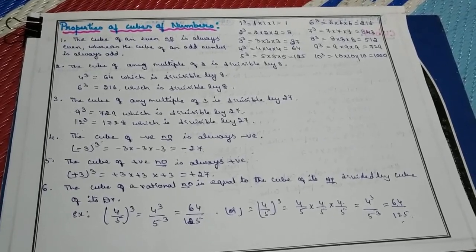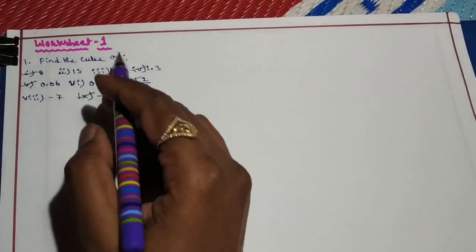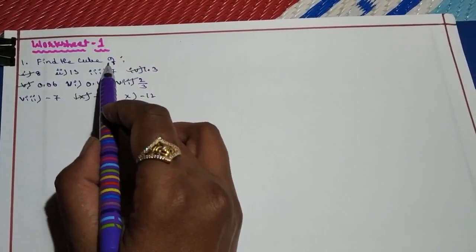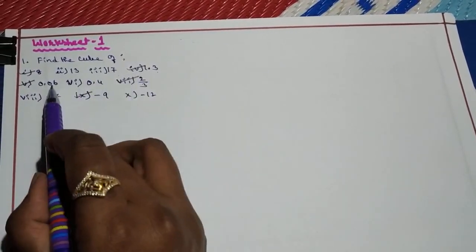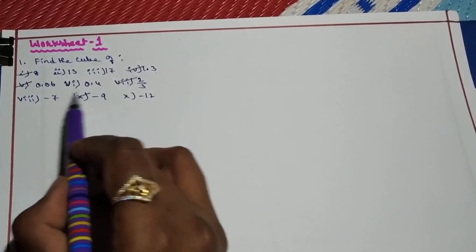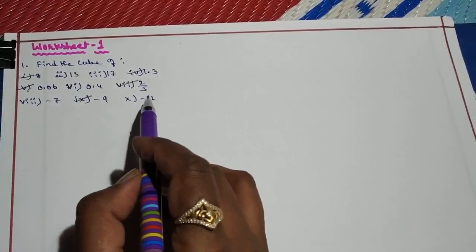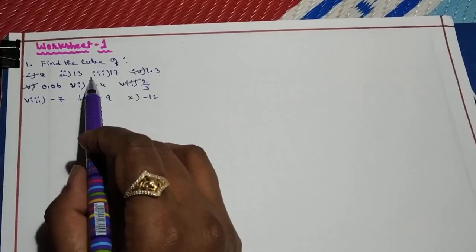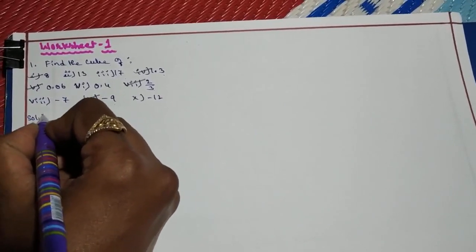So let us move to solving the first worksheet, children. Worksheet 1. Find the cube of. Keep remember, children, here it is asking the cube of the numbers 8, 13, 17, 1.3, 0.06, 0.4, 2 by 3, minus 7, minus 9 and minus 12. So there are a total of 10 sub questions. In this I am going to solve only 5 questions and the remaining 5 you need to solve as homework, children. So solution.